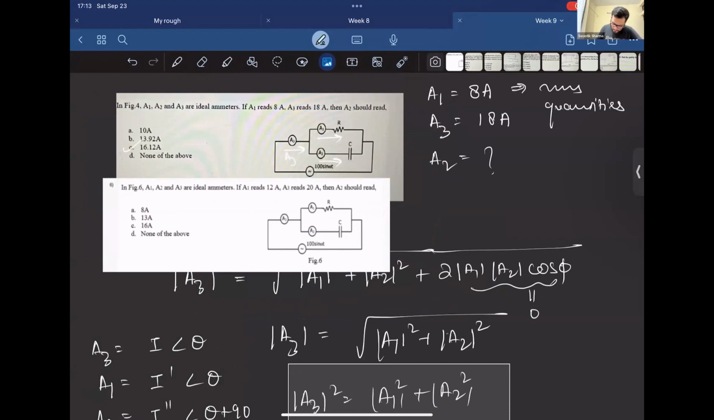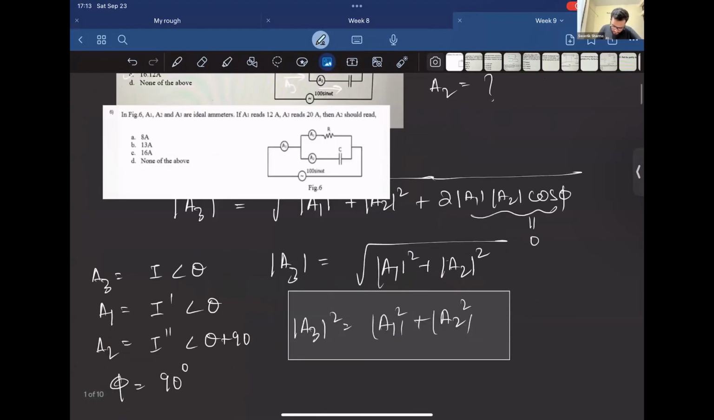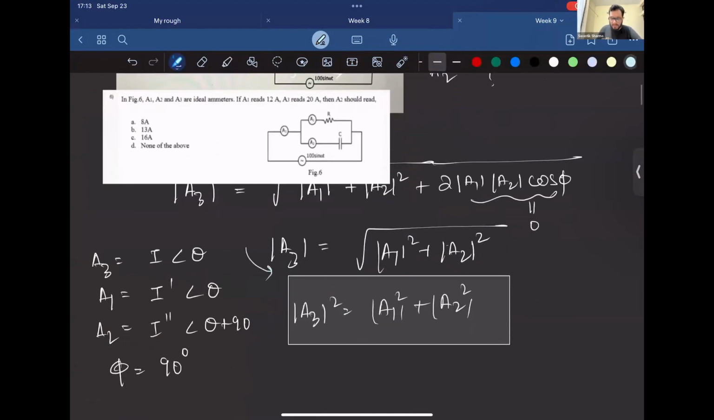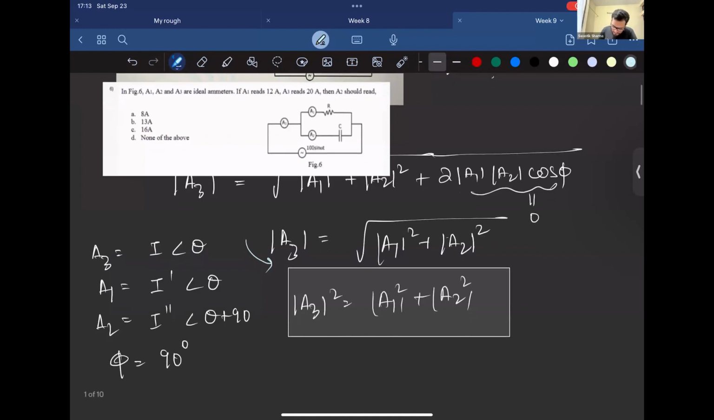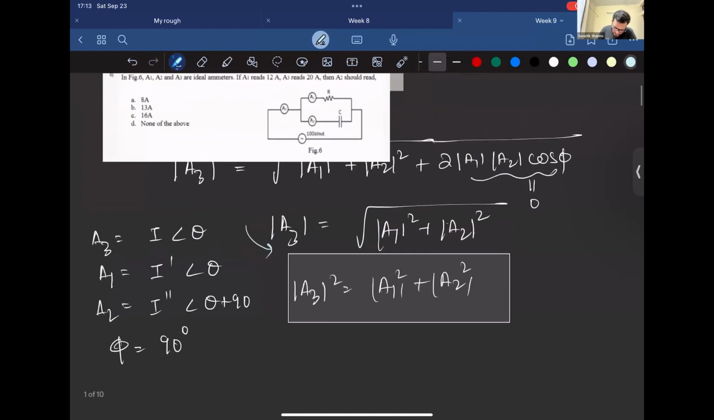Earlier also I used this equation only, but I didn't tell you how this equation came about, how cos phi was zero. Because it was an R and a capacitor in parallel to R, it would produce a phase shift of 90 degrees. But you will use the same method, right? So let's do it. A3 reads 20 square, A1 is 12 square, A2 square, right?